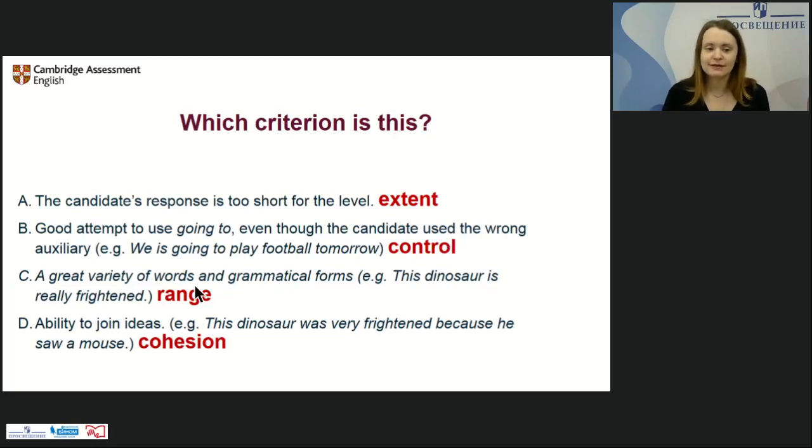If we speak about C, there's a range. So this is when the student needs to demonstrate the variety of words and grammar. And cohesion, some of you were completely correct, because it's the cohesion, so it's this criterion.